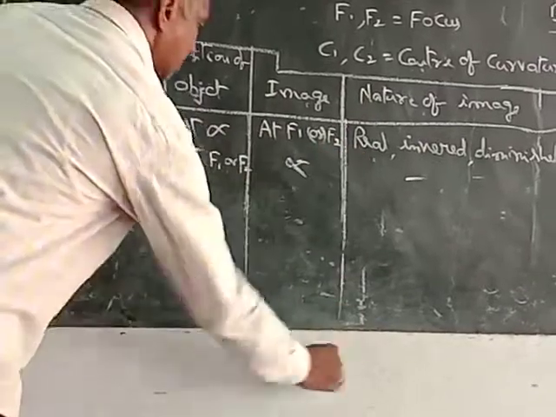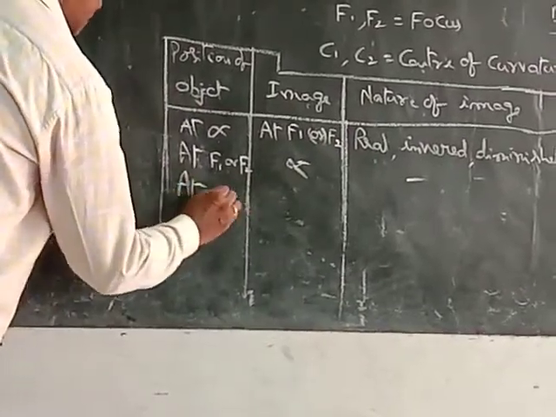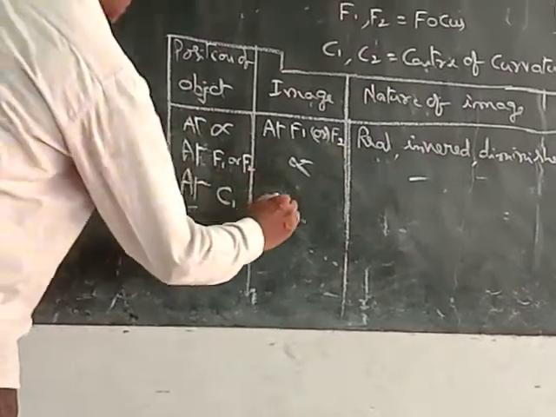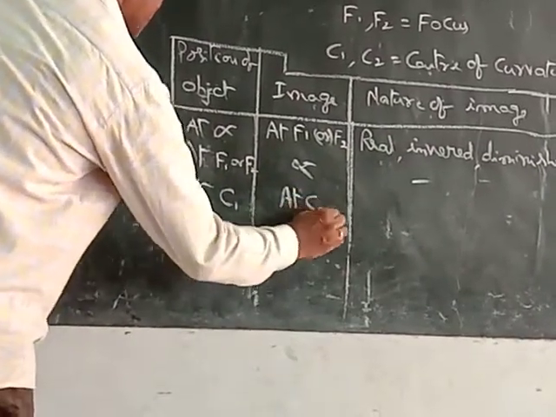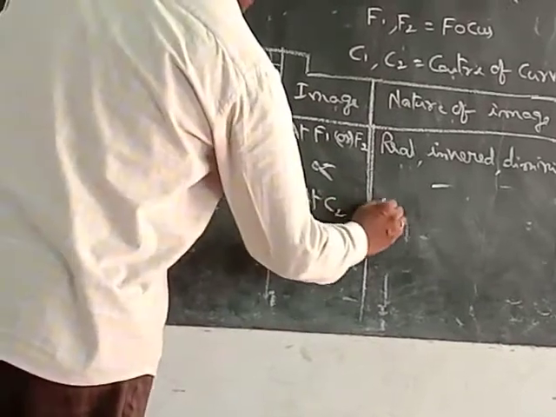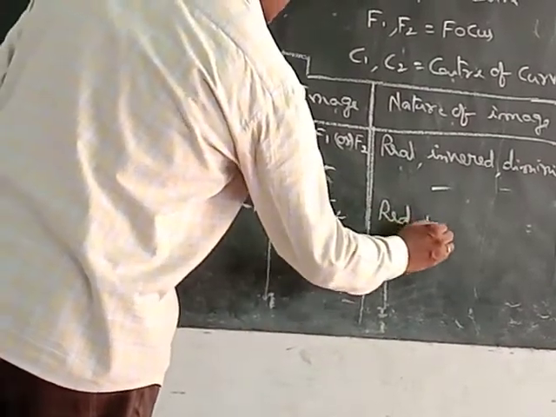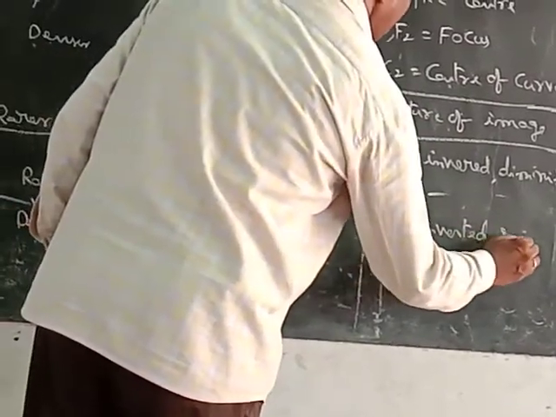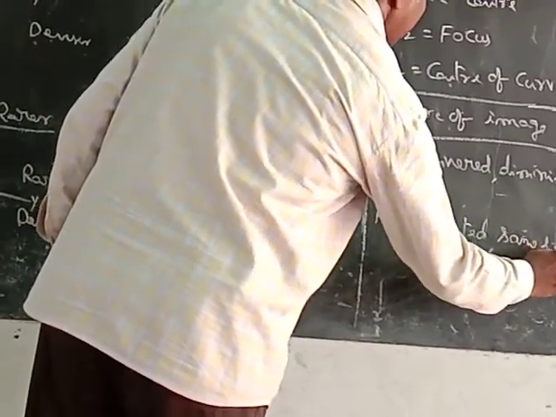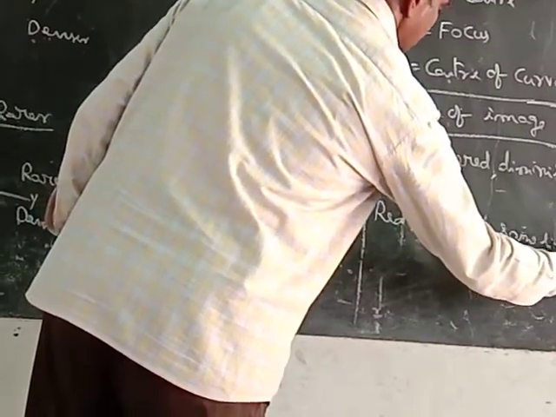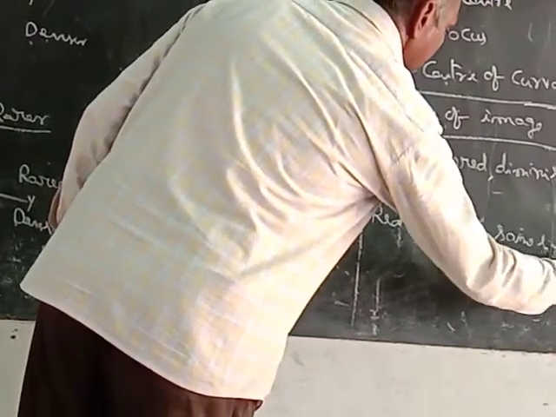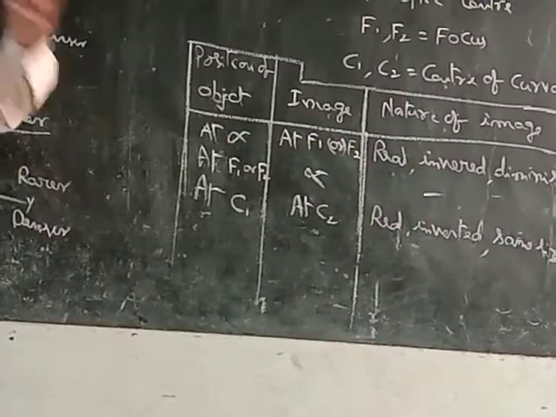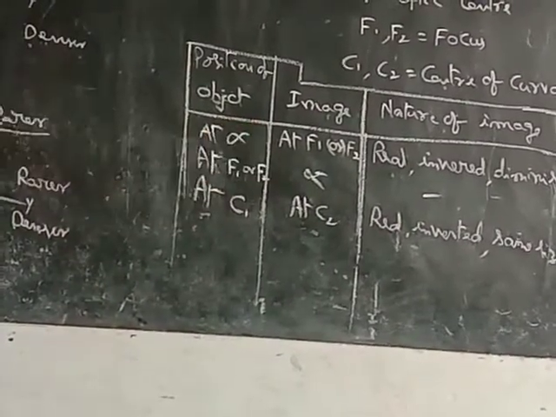Third case is object at C1. Suppose object is placed at C1, image is at C2. Real, inverted, same size as the object. Suppose object is at C2, image formed at C1.